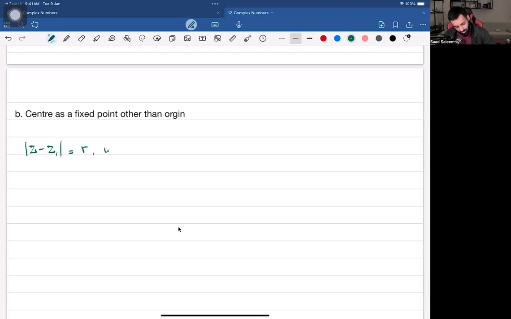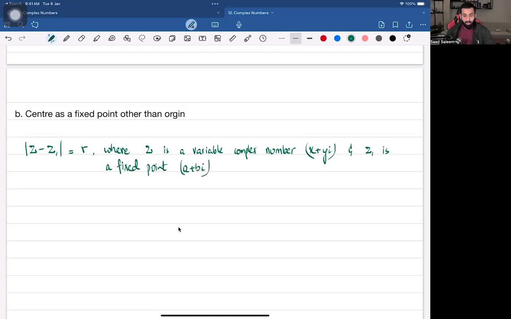Here, z is a variable complex number. That means it can be in multiple places, and variable means it's going to be x and y, and z1 is a fixed point. z1 is a fixed point on the xy plane, or on the real and imaginary plane, which means it's going to be something like a plus bi.